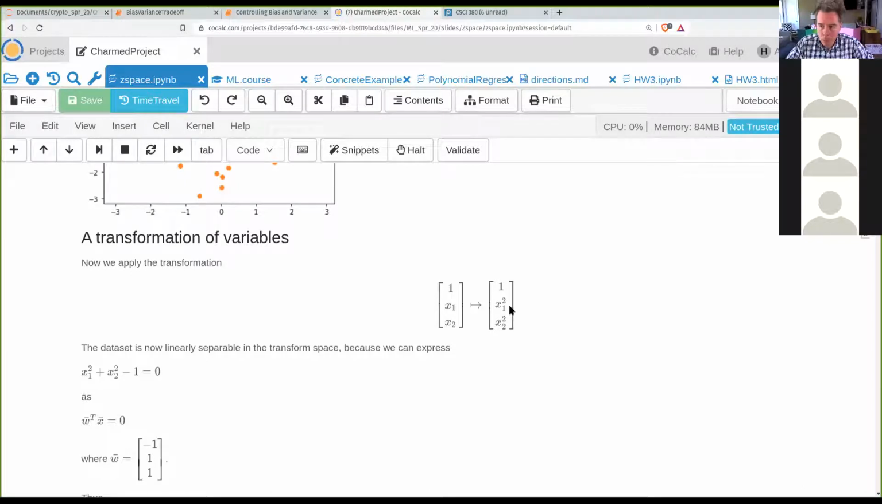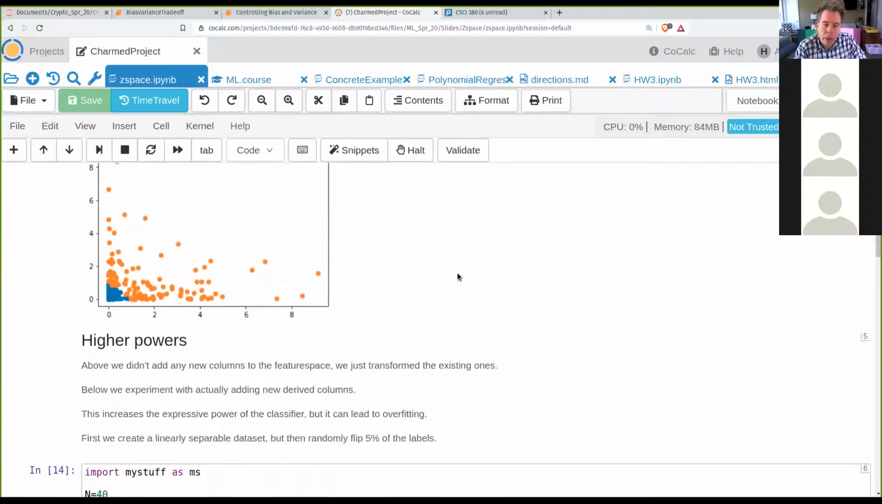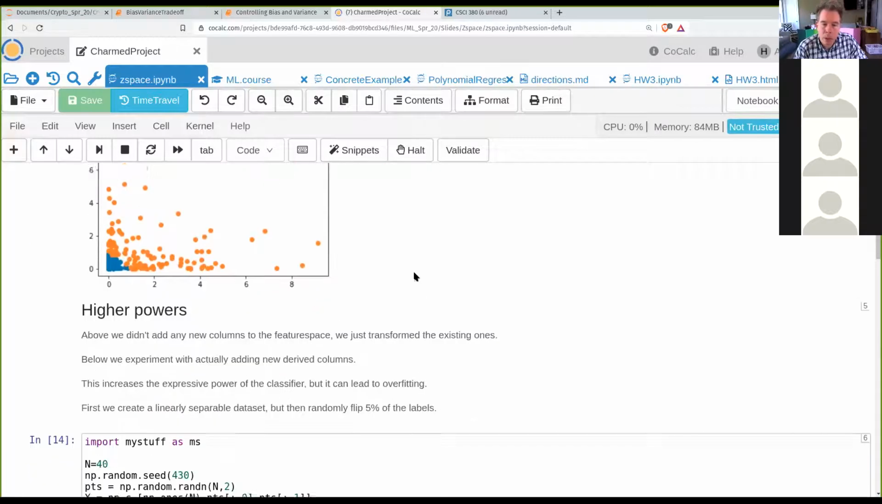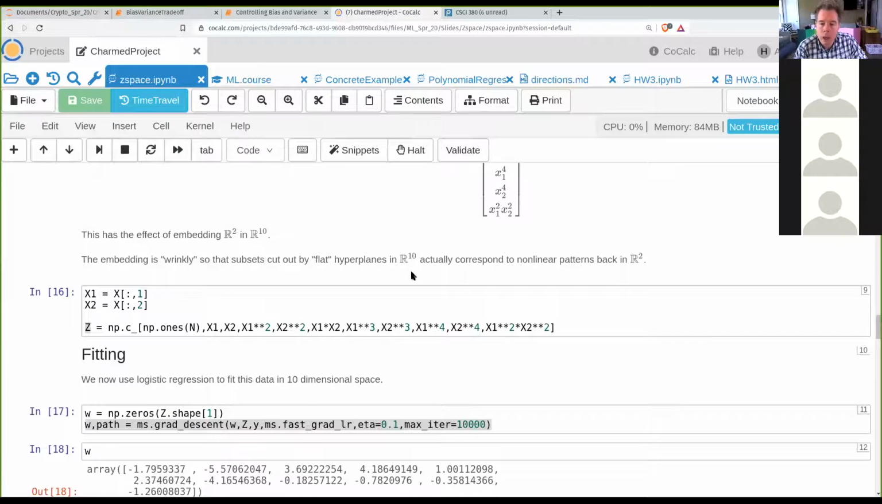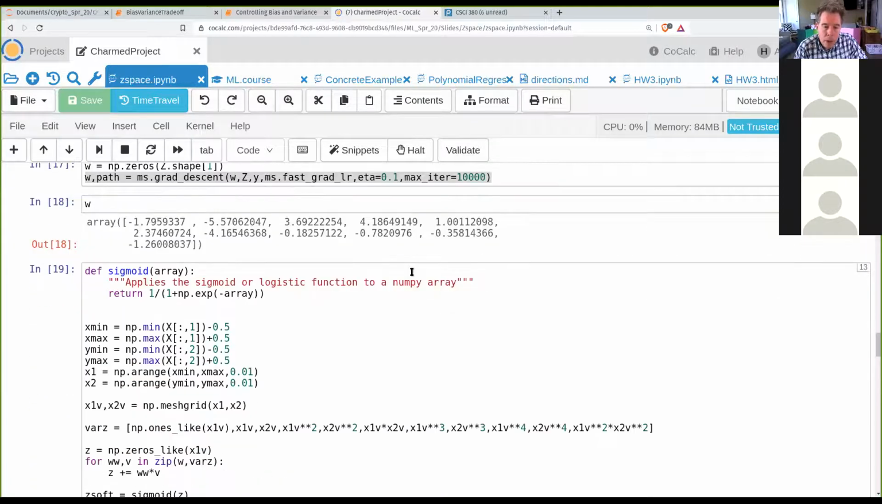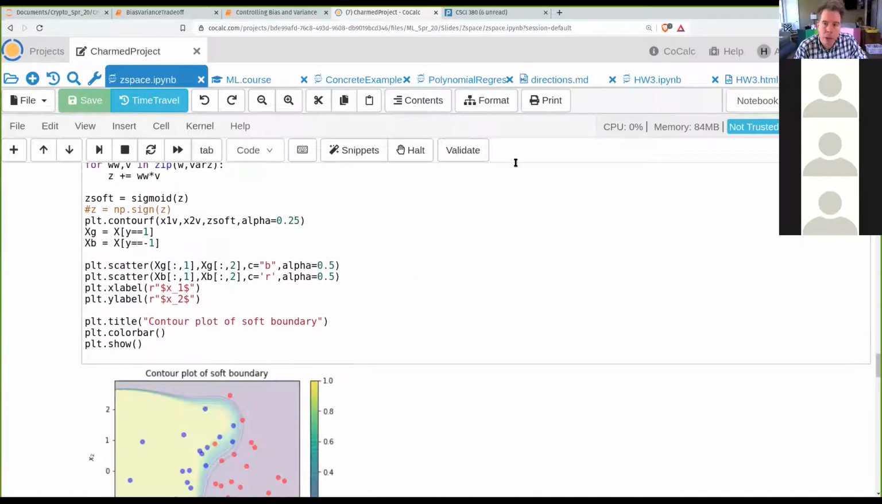Any other questions? Okay. So what we just did is transformations of variables and classification. We did kind of an introduction to that. And of course, you can do the same thing with regression.